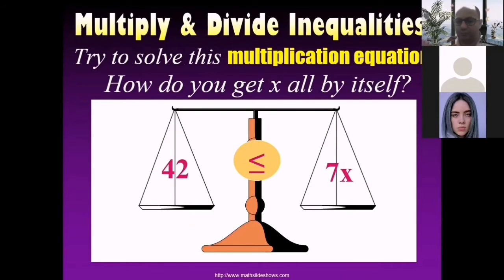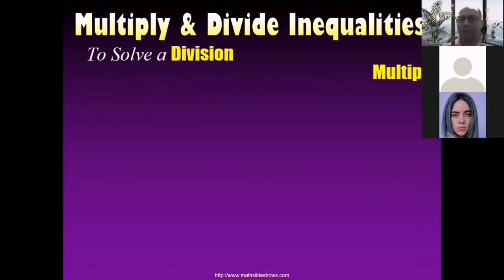So the answer will be 7. Now we have another example, Jamila. Can you read it? After that, you can solve it. Try to solve this inequality: 24 is less than or equal to 7x. We will divide both sides by 7, because we need to keep the variable alone, to isolate the variable. So we will divide both sides by 7. So the answer will be 6.